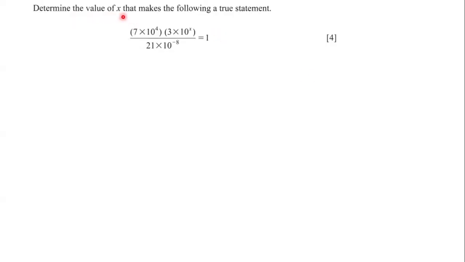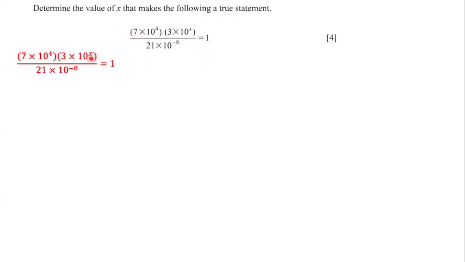Determine the value of x that makes the following a true statement. And so here we have 7 times 10 raised to the power of 4, multiplied by 3 times 10 raised to the power of x, all divided by 21 times 10 raised to the power of negative 8. And all this is equal to 1. And so what we have here is this equation.